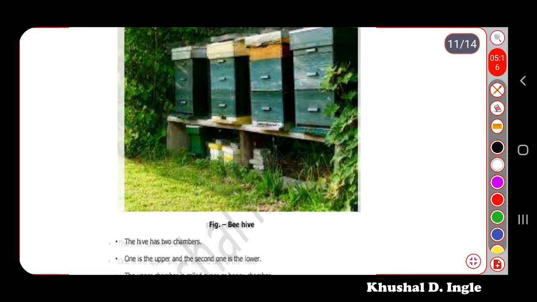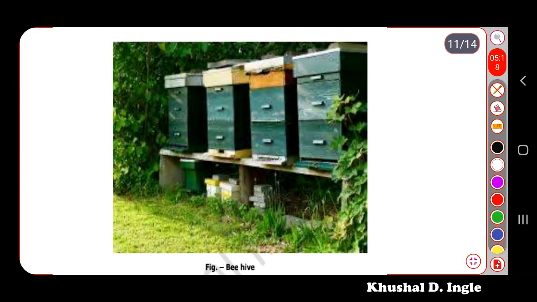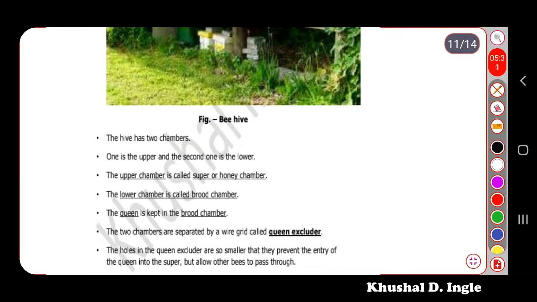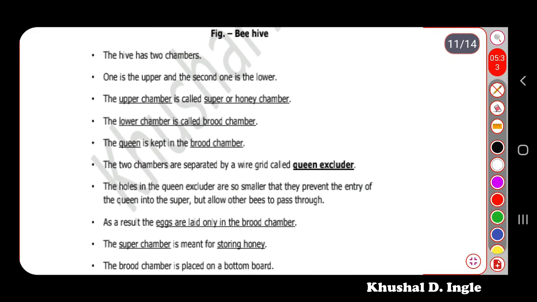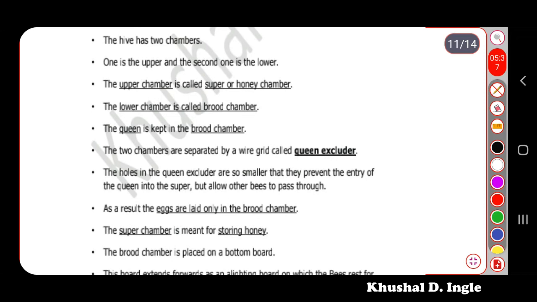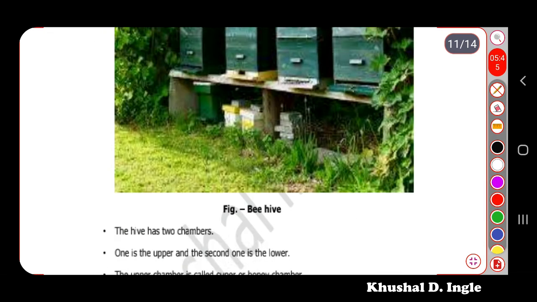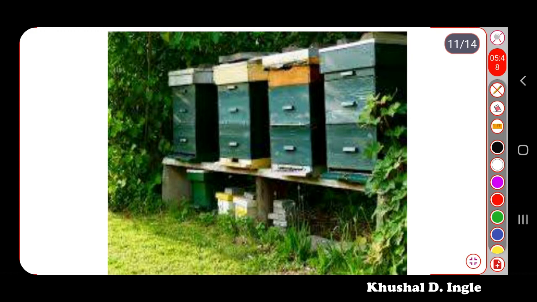If you see carefully, these are the wooden boxes which are also called the hive. There are 5 hives here, and these wooden boxes will be used for the production of honey and wax. Now let's see the points related to this hive. See here that the hive has different chambers, wooden chambers which are placed one over the other.